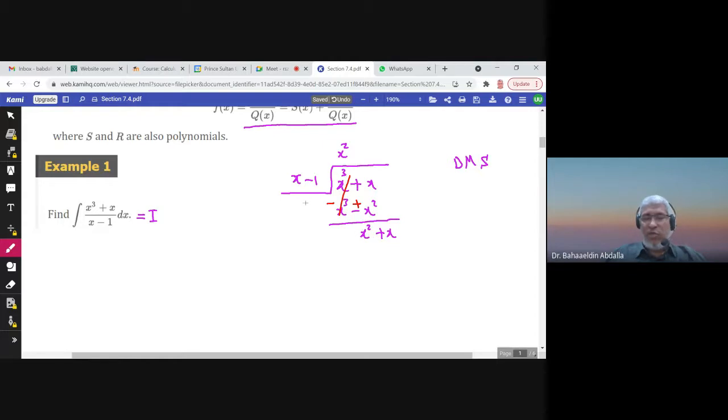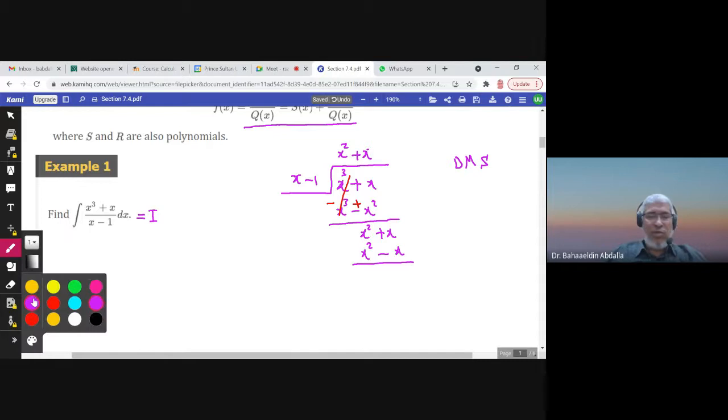It's not finished. We will stop when we have something here less than the degree of x. The rational function is still improper. So we divide x squared by x. We do DMS again. Divide x squared by x, we get x. Then multiply x times x is x squared minus x. And then we subtract or we change the signs and add.